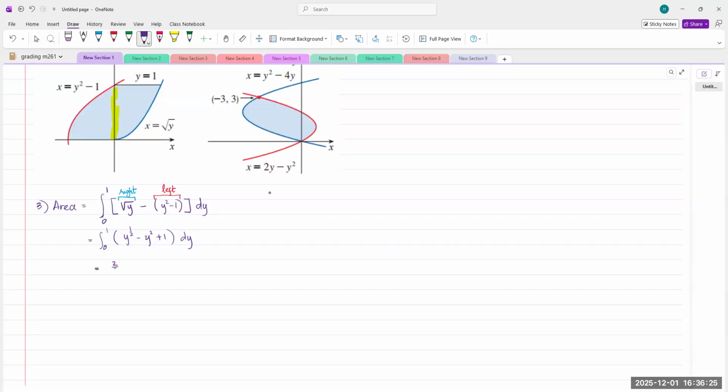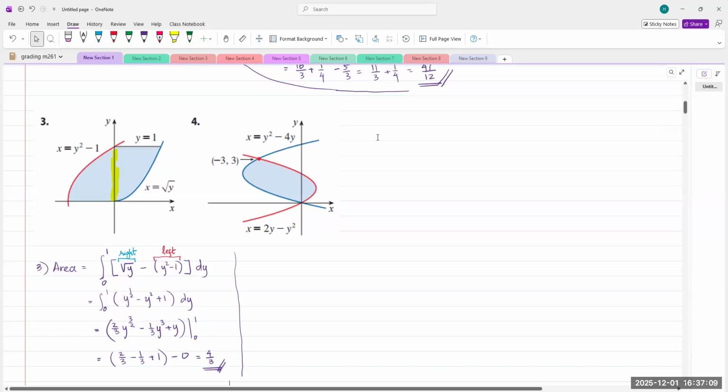This will be 2/3 y to the 3/2 minus 1/3 y cubed plus y, from 0 to 1. It's a quote-unquote polynomial, so when I replace the variable by 1, I will just add or subtract the coefficients in this case. That will be 2/3 minus 1/3 plus 1, that will be 4/3. Let me write it on the right hand side to save some space. Okay, now that's for number 3.